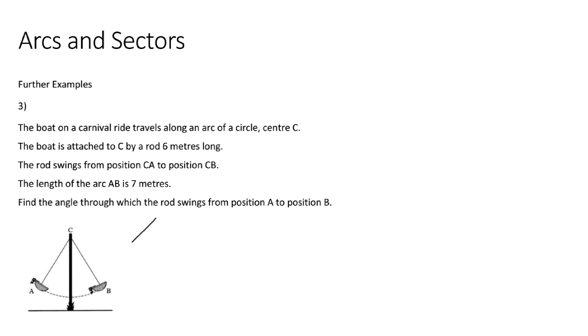So I would quickly, not very well, don't tell Mr. Taylor, draw a poor diagram. And we know that the rod is 6 metres, so that's 6 and that's 6. And the arc length is 7. And there's A, and there's B, and up there's C. So that gives me a bit more of an idea of what I'm dealing with.